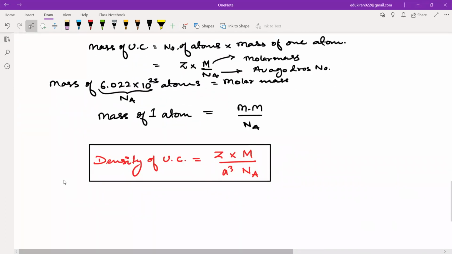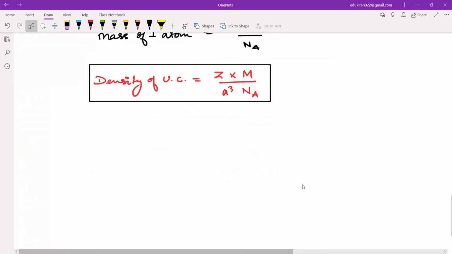Okay, fine. So see, now let us look at this formula, and based on this formula, you can now lower your hands. Based on this formula, you will get a lot of questions. Now, you will never get just the density of unit cell, calculate the density of unit cell. This is the simplest question that you can get, and you're not going to get that.